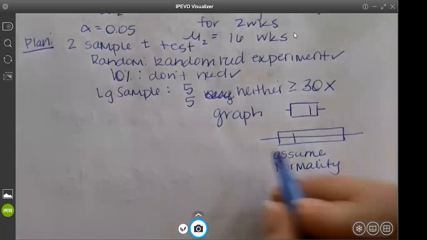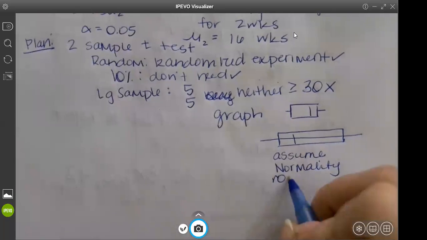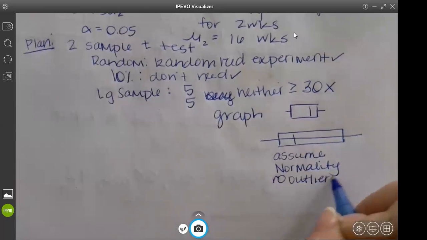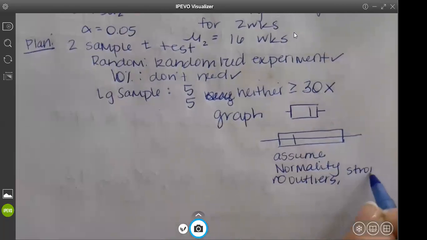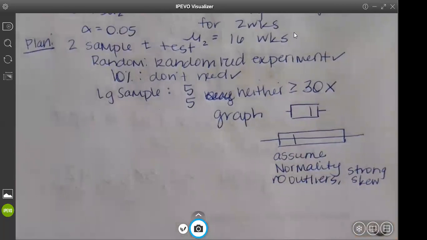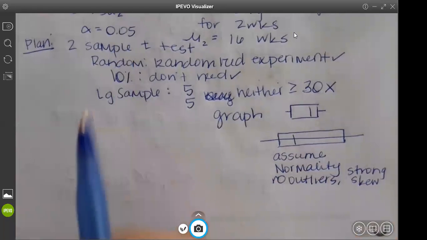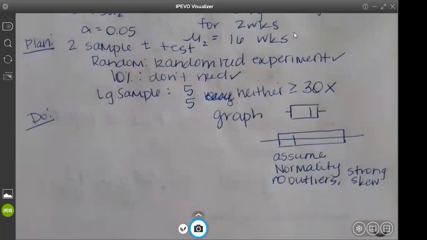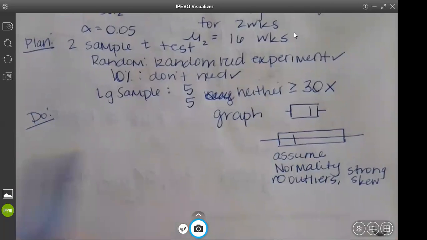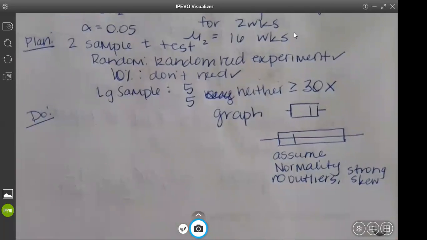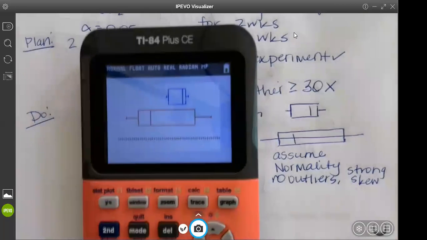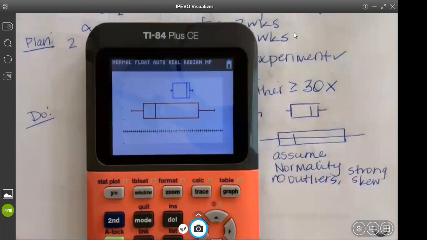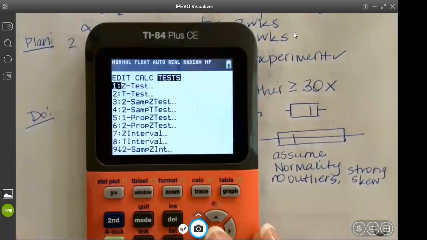All right. So we're going to assume normality because of no outliers or strong skew. So after we plan, we have to do the do part. What are we going to do? And how can we do that on our calculator? And what are we doing?